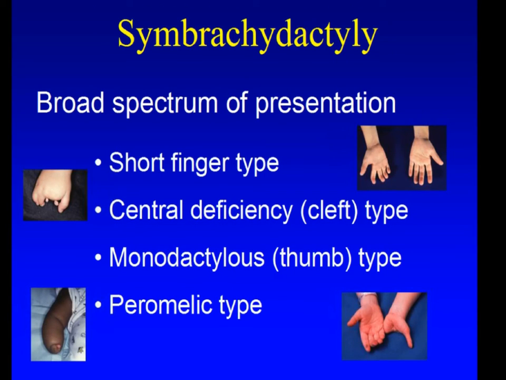So there's 4 different types that are referred to in Symbrachydactyly. The most common is going to be your short finger type. That's the one on the upper right. If you put the hands side by side or have them put their hands together, you will notice the difference in length, but very often it's very subtle, and a lot of people on the street wouldn't necessarily notice it. The central deficiency type, or what's also referred to as an atypical cleft type, is the one on the left. There's the monodactylous thumb type, where you're missing the other digits except for the thumb, and then the paramelic type, where it is truncated further up the limb, but still has those nubbins.